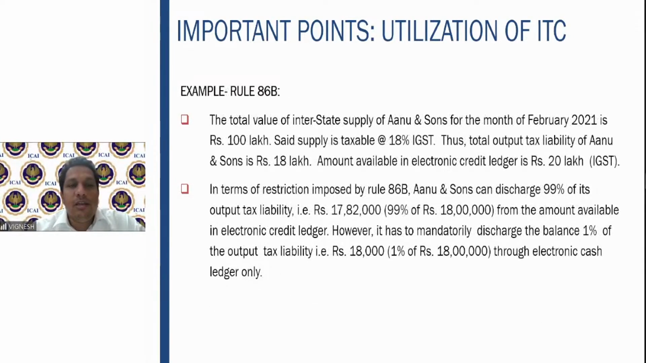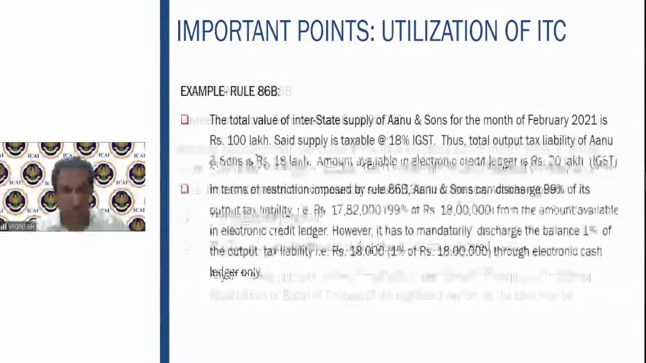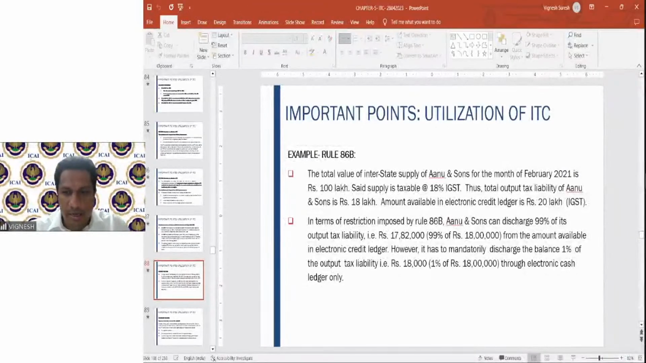Example: the total value of interstate supply of Anu and Sons for the month of February 2021 is 100 lakhs. The said supply is taxable at 18% IGST. Therefore, the total liability is 18 lakhs. The amount available in the electronic credit ledger is 20 lakhs IGST. So what is the restriction? Only 99% of 18 lakhs can be paid by way of credit. So 17 lakh 82 thousand you can use from the electronic credit ledger. 1% of the gross output you have to pay through the cash ledger only. I hope this example is also clear. Okay. 86B is important from the examination point of view.